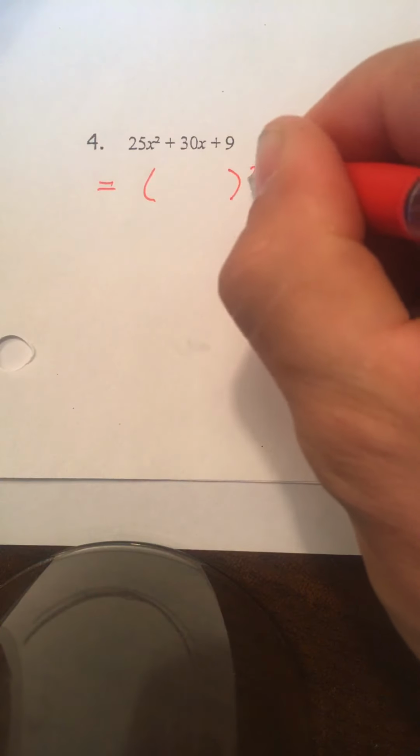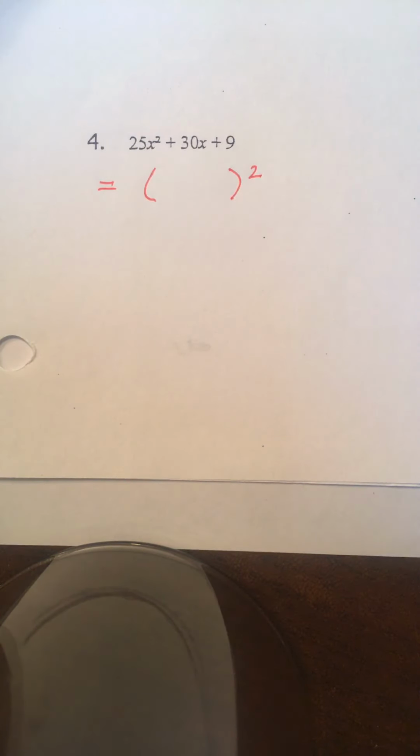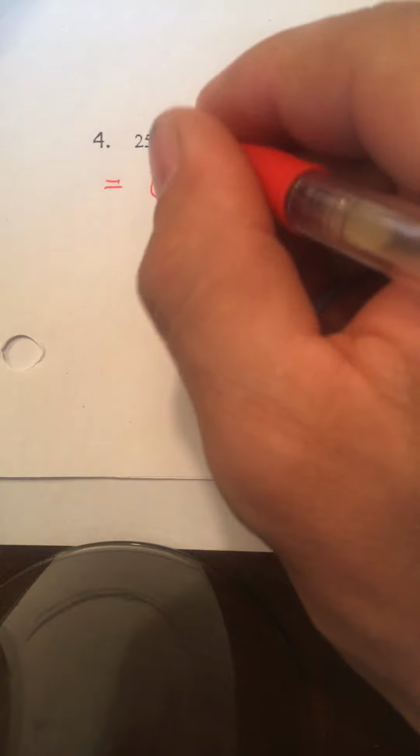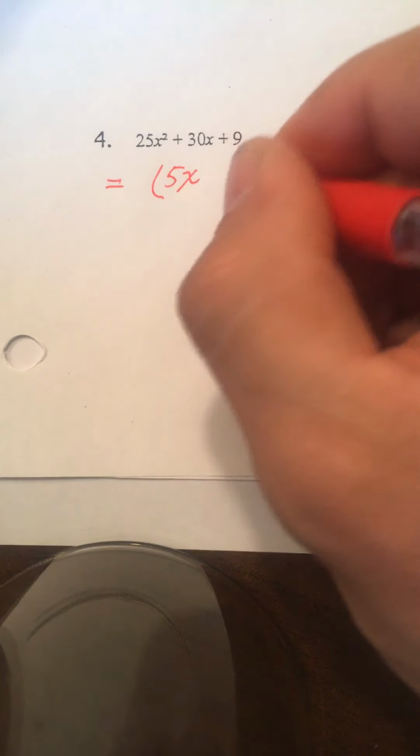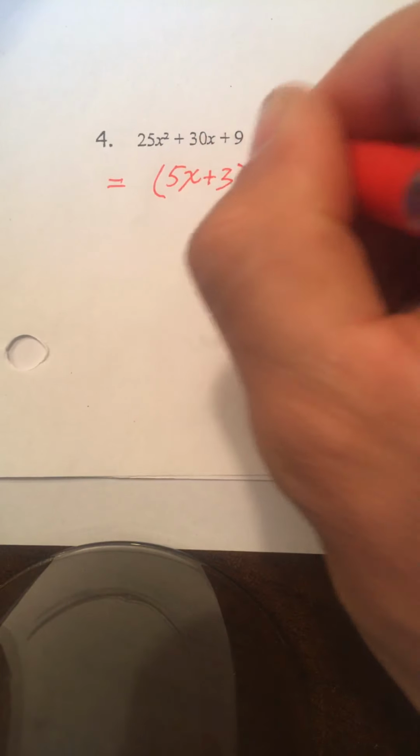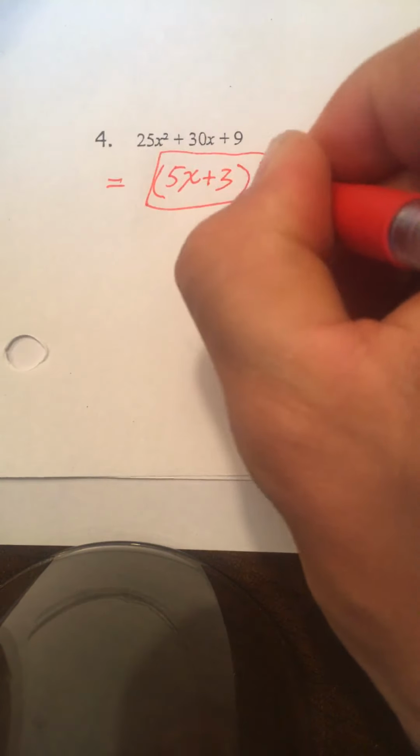But since this is a PST, I can set it up. 25x squared, the square root of that is 5x. The square root of 9 is 3. And the sign combination means this would be a plus here.